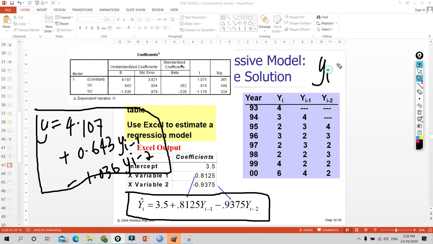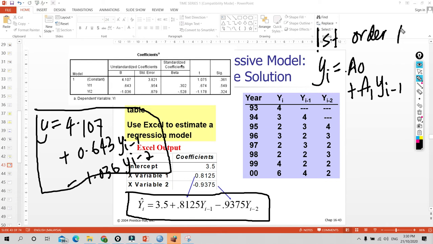yi equal to a naught plus a1 yi minus 1. So we just focus on the first order. This is the first order AR. For the first order AR, we just focus on this data.